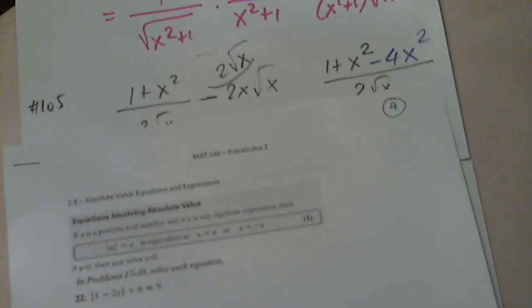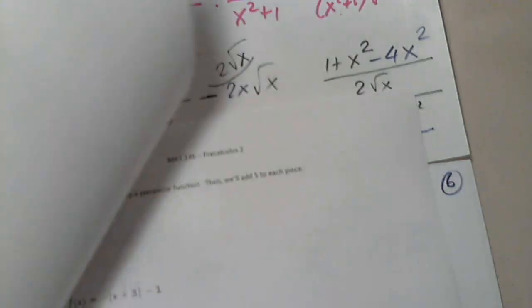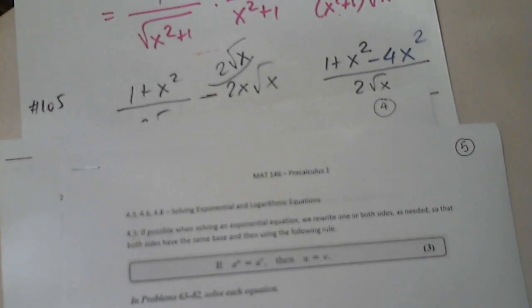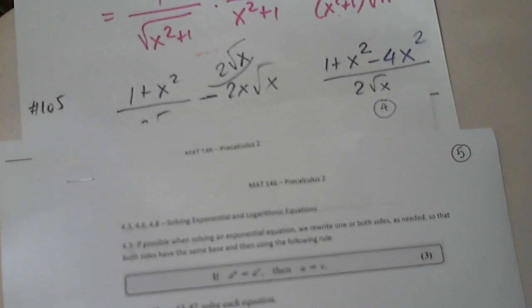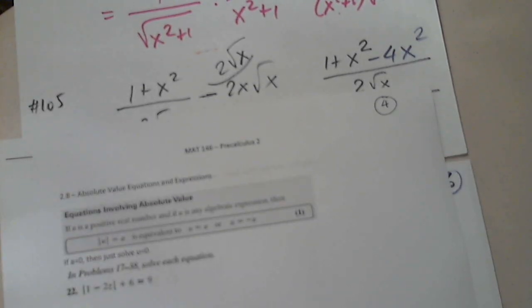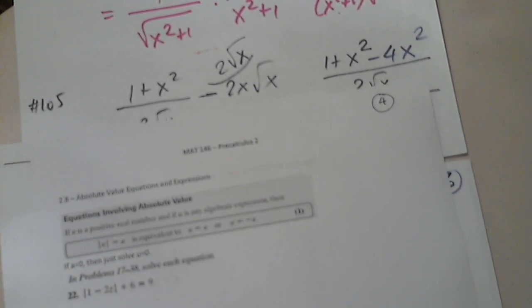So we are looking now at absolute value equations and expressions. That's the 2.8. And hopefully we can start, after we finish this one, the last section of the reviews, basically. Exponential and log equations. 4.3, 4.6, 4.8, these are all reviews. Okay? So we'll see what we can accomplish. Hopefully we can finish this one and start the other one.